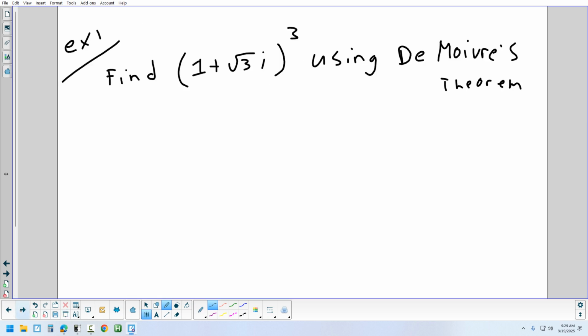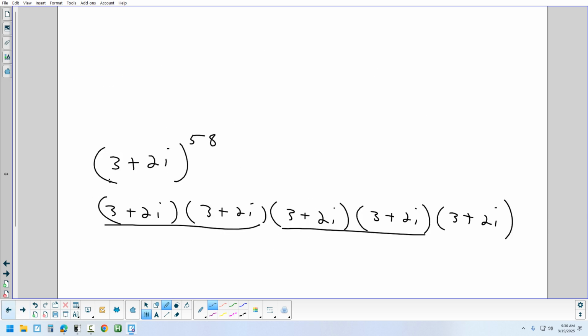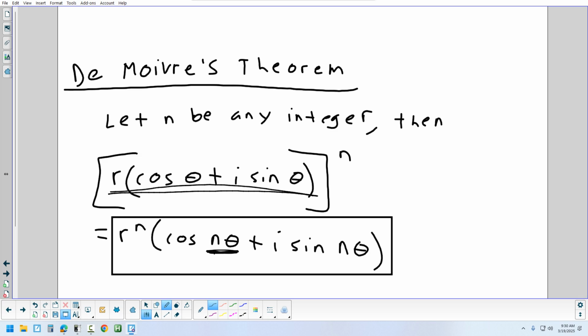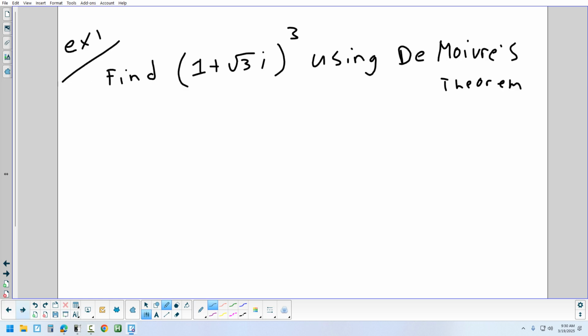So let's try that on this one. All right. In order to use de Moivre's theorem, the problem has to be set up a certain way. It has to be set up like this. What format do we call that? Yep, that's trig form. What format did they give me here? Yep, standard. So I can't do de Moivre's theorem with that. First thing I need to do is change that to trig form.